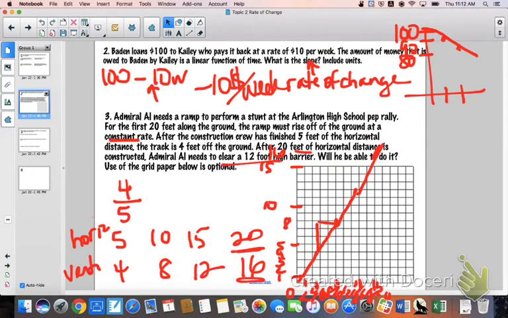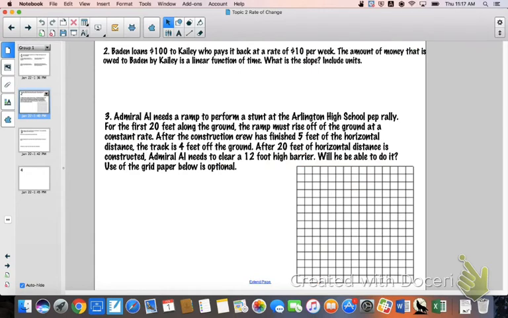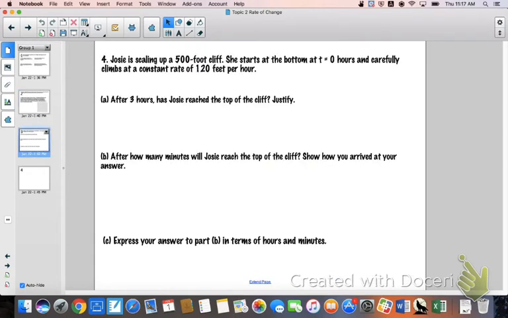Okay? And a couple more questions. The next one, Josie is scaling up a 500-foot cliff. She starts at the bottom at 0 hours and carefully climbs at a constant rate of 120 feet per hour. After 3 hours, has Josie reached the top of the cliff?